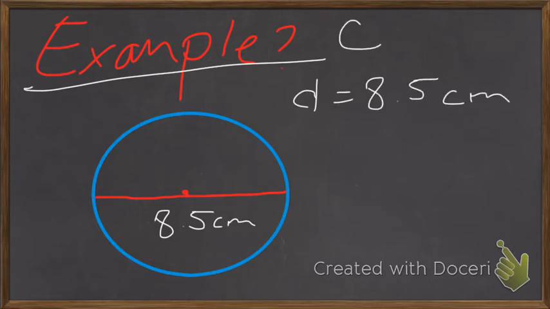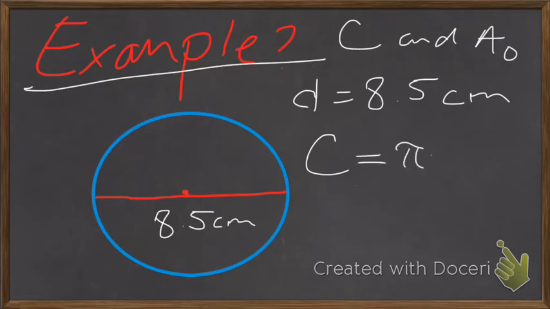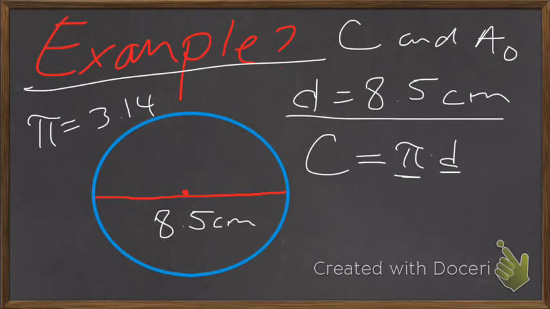And we are trying to find the circumference and area of our circle. So to find our circumference, we have to go back to our formula. C is equal to pi times d. And we know what pi is. Pi is a constant. Pi is always equal to 3.14. And d, our diameter, we know is 8.5. So it equals 3.14 times 8.5.